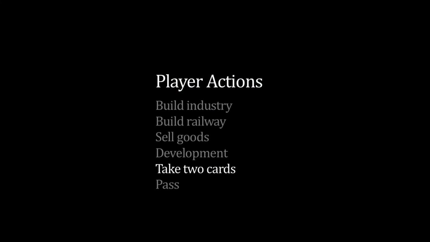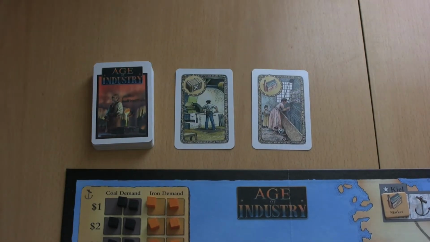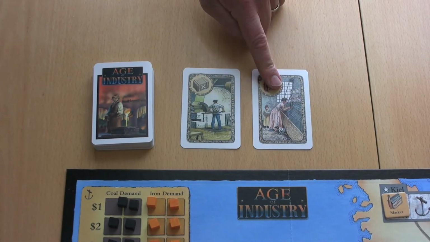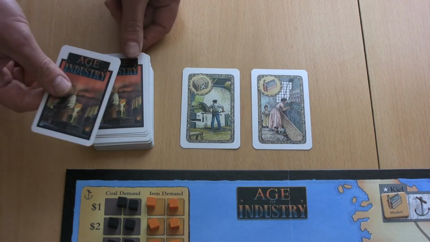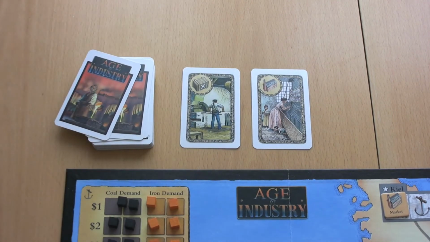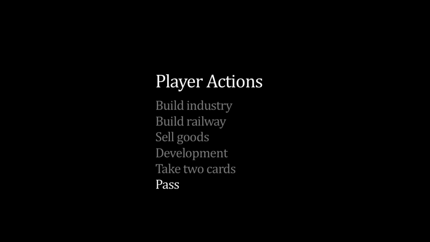Take 2 cards. This action is the only way to replenish the cards in a player's hand. Cards can be taken from the card display or from the top of the deck in any combination. The maximum hand size is 9. Pass. A player can pass by discarding a card from his hand. This doesn't restrict the player from choosing other actions in later rounds.